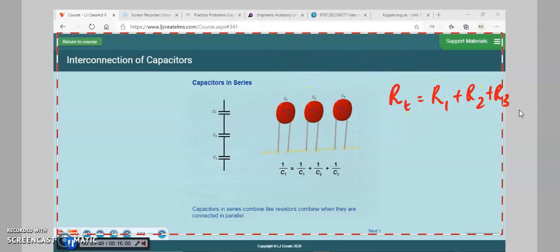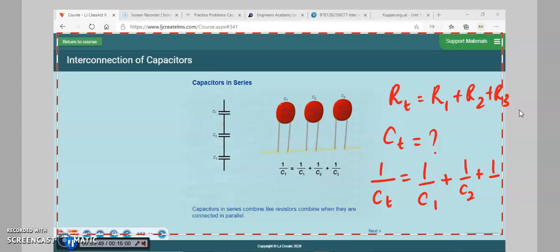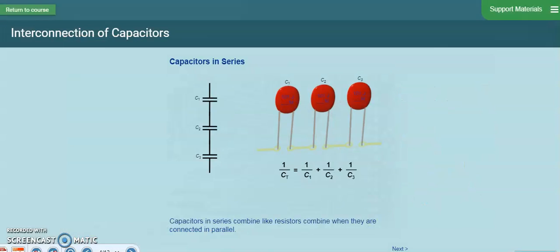So for finding the total capacitance, how do you do it? It's just the opposite of the resistors formula. It's going to be 1 divided by total capacitance is equal to 1 divided by C1 plus 1 divided by C2, and if you have a third capacitor, plus 1 divided by C3. Remember, it's just the opposite of resistors in parallel and series connection.